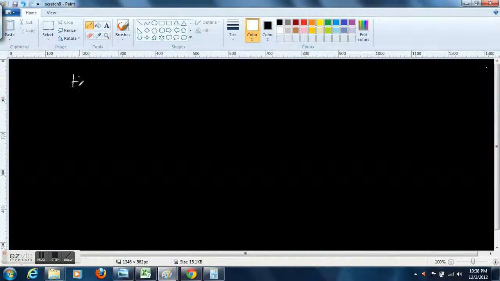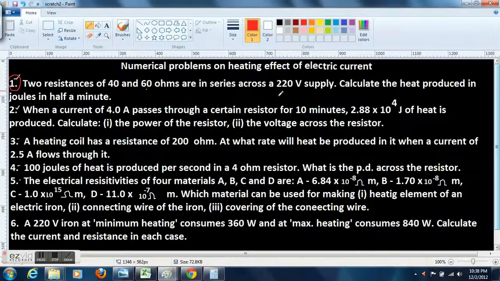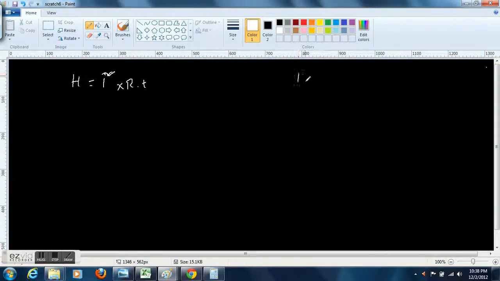Okay, the formula for heat production is H equal to I squared into R into T. Now here we do not know the value of I. Value of I is not given. Net resistance we can find out because this 40 and 60 ohms are connected in series. So net resistance is 40 plus 60, which is equal to 100 ohms.